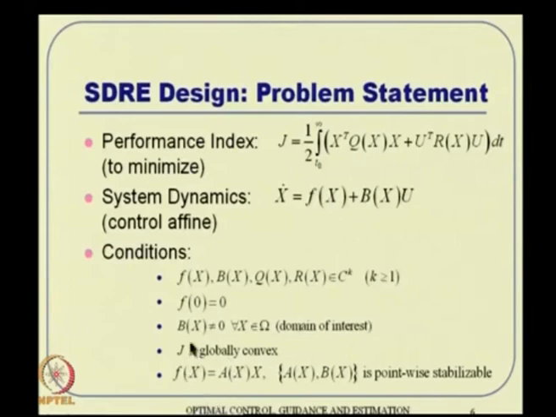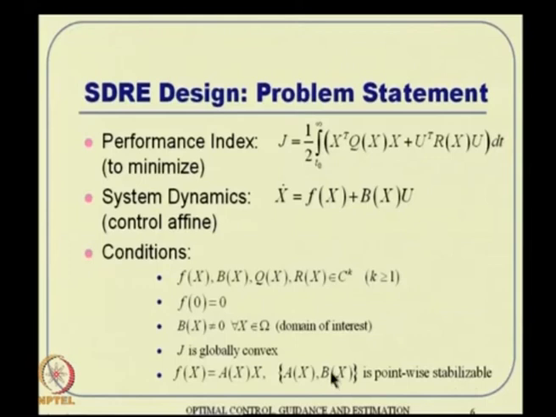Then in addition to that, J has to be globally convex, because we are talking about Riccati based design, a derivative based approach. So, J has to be a convex function. And the key technique here is that f of x has to be decomposed into A of x times x, which is called state dependent coefficient form. Remember, we are not talking about Taylor series linearization. We just see the function and simply write it algebraically this way. There are various options for writing it, it is not unique of course, and whatever A of x you select, this A of x and B of x should be pointwise stabilizable.